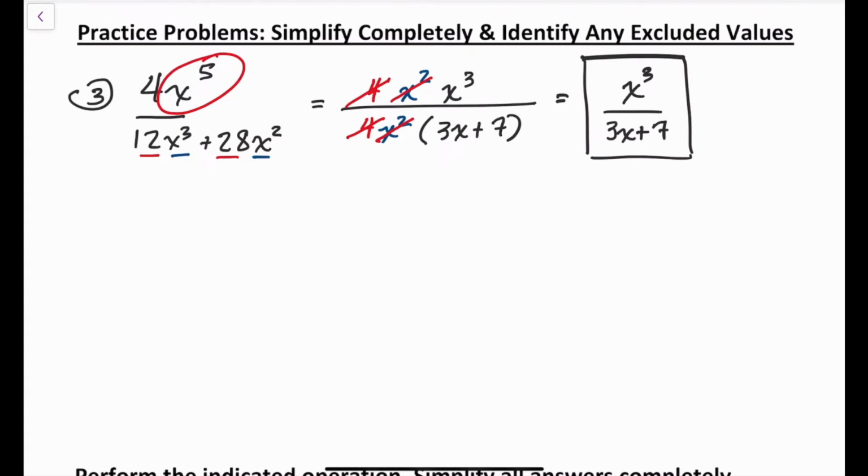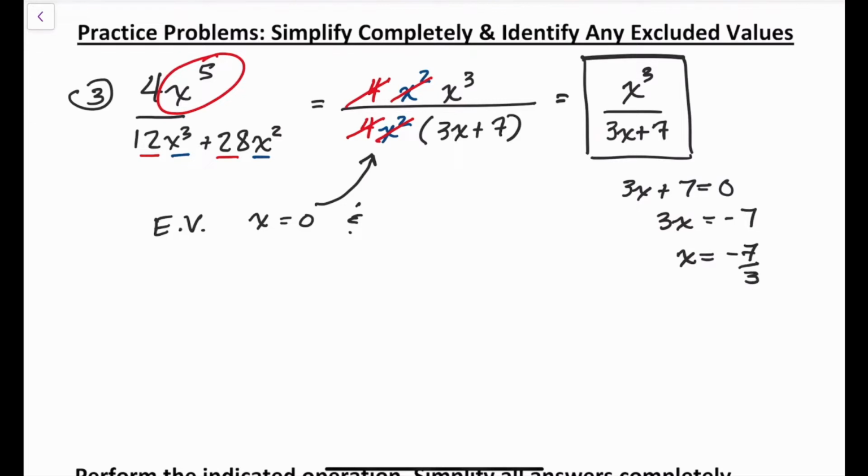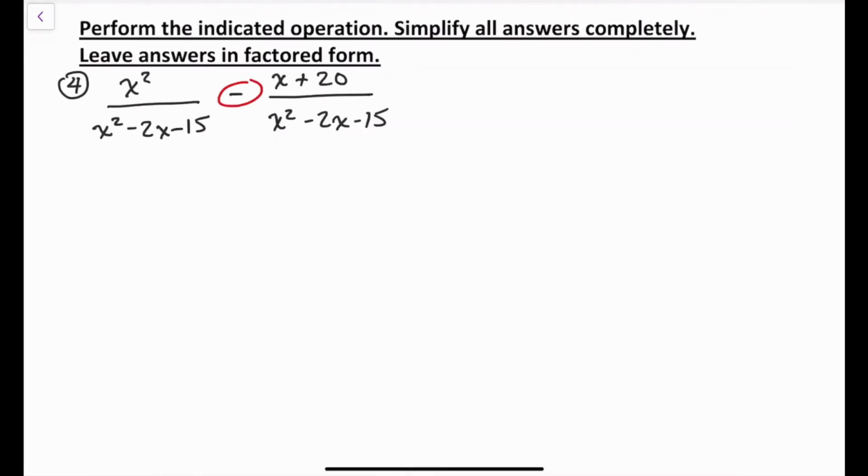And again, when I'm finding the excluded values, make sure you check before you simplify. So that x squared that we factored out, we set that equal to 0. And then we also set 3x plus 7 equal to 0. So we have two different excluded values. A lot of students forget the x equals 0 as an excluded value.